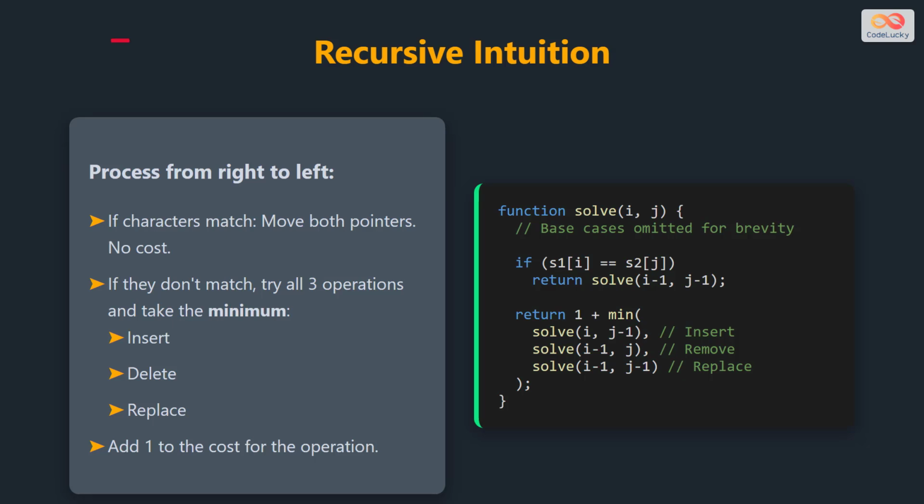Ideally, we can solve this recursively. We compare characters from right to left. If they match, we do nothing. If they don't, we try all 3 operations, insert, delete, replace, recursively, and pick the one that gives us the minimum cost, adding 1 for the current step.